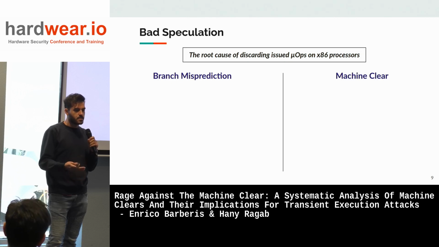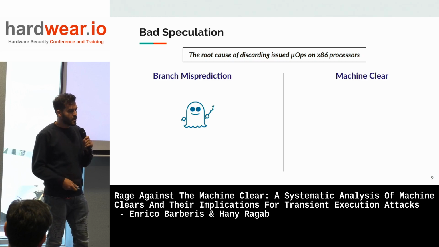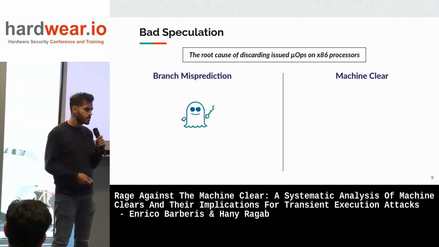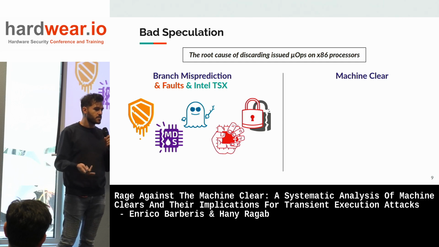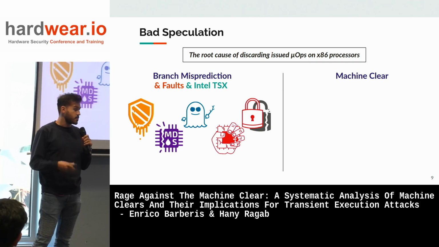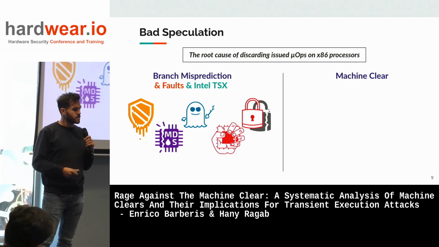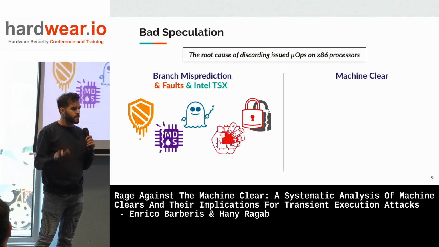And the second class is machine clear, indeed, which is the one that we're going to explain today. Previously, all attacks, starting from Spectre, were using branch misprediction along with faults or Intel TSX, which is Intel's transactional memory implementation, to create new transient execution paths. They continued to rely on these three basic causes, with different variations, but still mistraining a predictor, creating another type of fault, or aborting an Intel TSX transaction in a different way.